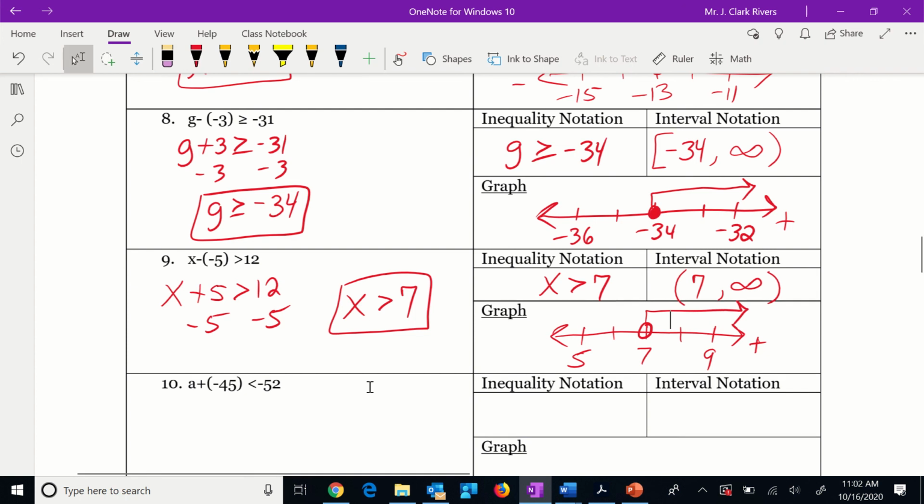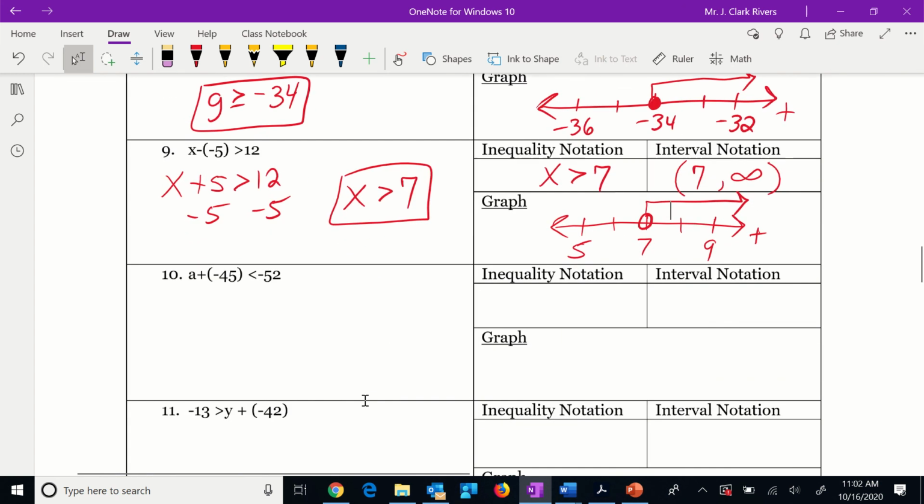There we go. I hope you're making the connection between the sign, meaning whether it's equal to or not, less than or equal to, greater than or equal to, the open or closed circle, and the parenthesis or the bracket.